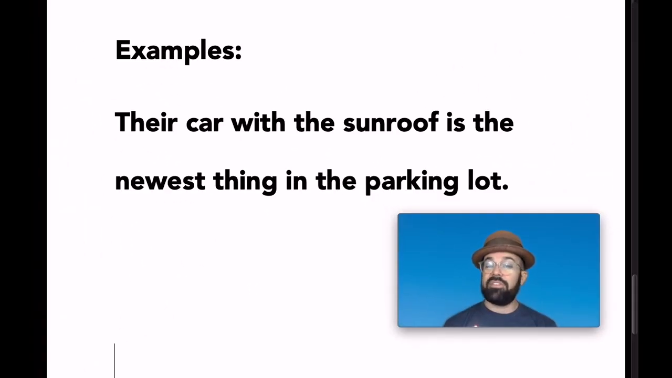Their car with the sunroof is the newest thing in the parking lot. Go ahead and write this sentence down, and then mark it up. Draw a line through any prepositional phrases, underline the simple subject once, the verb or verb phrase twice, and label the predicate nominative PN. I'll put the answers up in a second.